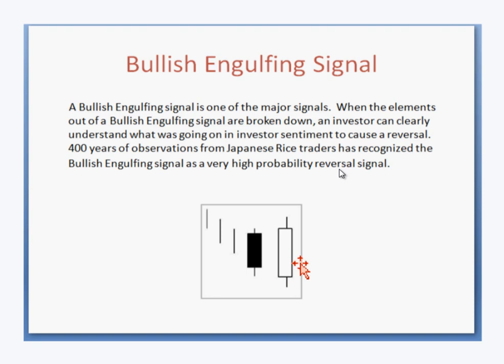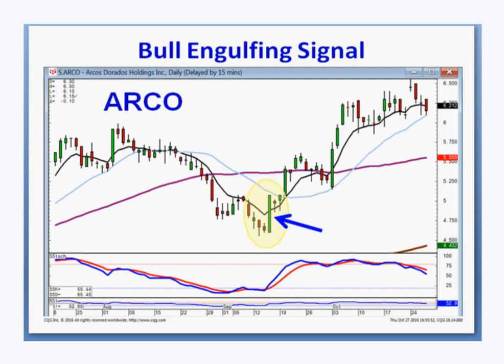This is a bullish engulfing signal, very simple. It opens below the previous day's close and it closes above the previous day's open. This body right here completely engulfs that body right there. Not necessarily the tails or the shadows, just the body. Arco was one that we bought recently because you got a big bullish engulfing signal.